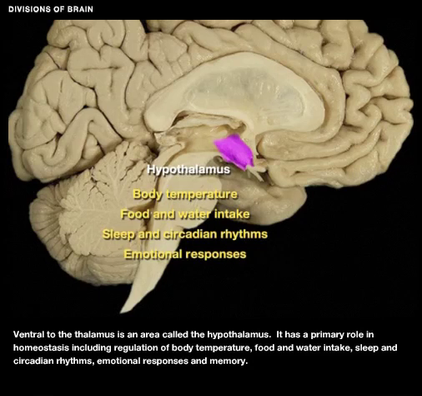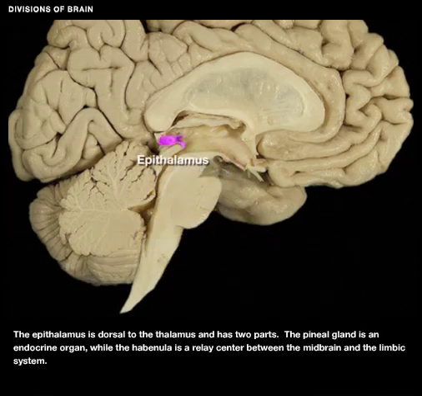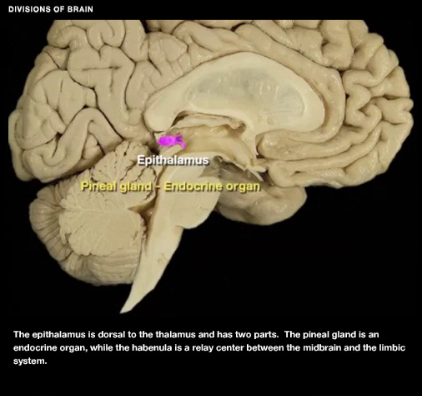emotional responses, and memory. The epithalamus is dorsal to the thalamus and has 2 parts. The pineal gland is an endocrine organ, while the habenula is a relay center between the midbrain and limbic system.